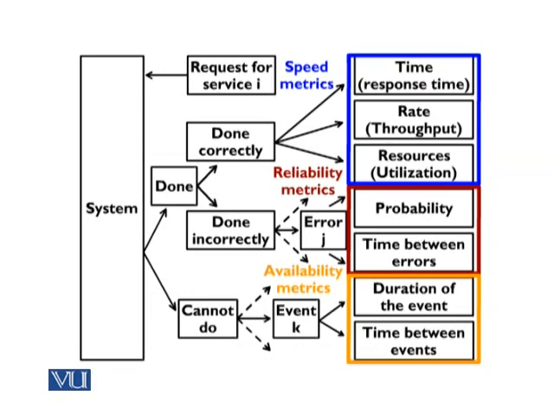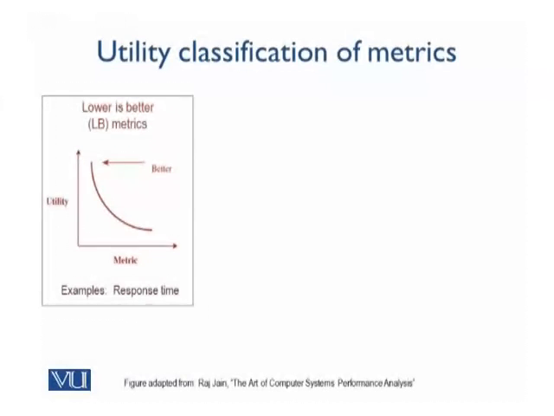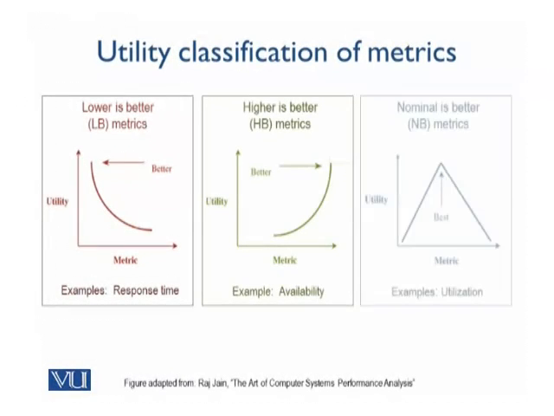Other things in which it's not quite clear. For example, utilization में, is it better to maximize or minimize? So let us see this then in some more detail. कि utility of metrics को हम कैसे define करते हैं. So in fact, there are three kinds of metrics if we think of the utility of metrics. Some metrics are best when they have a small value. तो इनको हम कहते हैं lower is better metrics, या इनको हमने LB metrics यहाँ लिखा हुआ है.